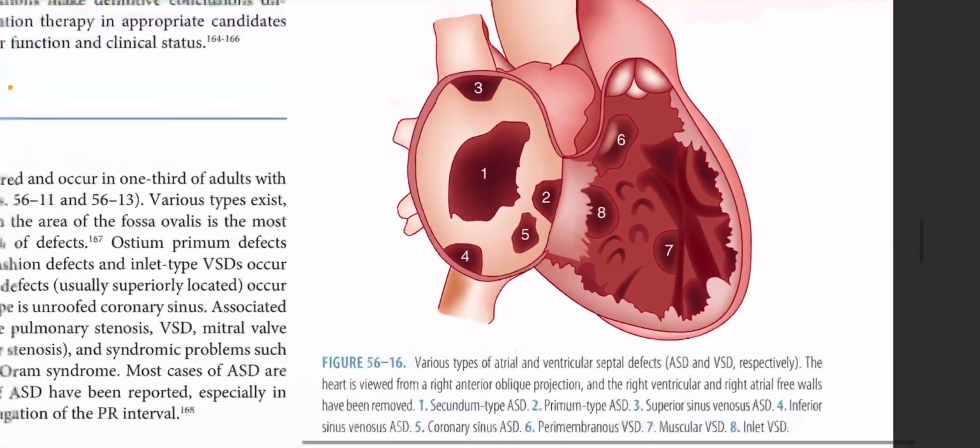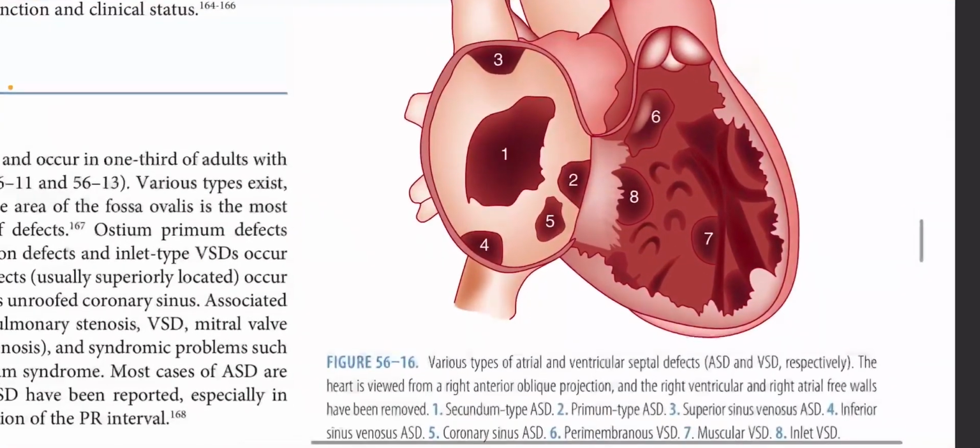Now, this diagram shows various types of atrial and ventricular septal defects. The heart is viewed from a right anterior oblique projection, and the right ventricular and right atrial free walls have been removed. 1 shows secundum type ASD, 2 is primum type ASD, 3 is superior sinus venosus ASD, 4 is inferior sinus venosus ASD, 5 is coronary sinus ASD, 6 is perimembranous VSD, 7 muscular VSD, and 8 inlet VSD.